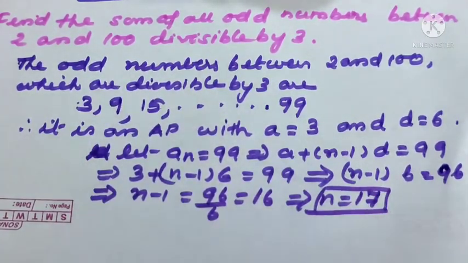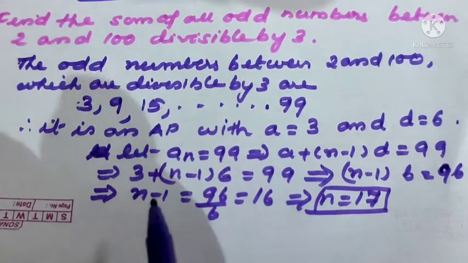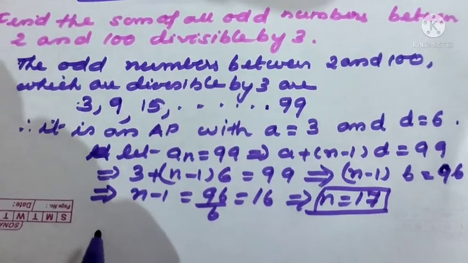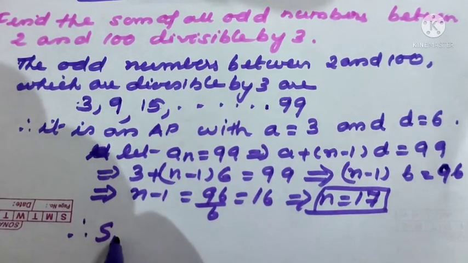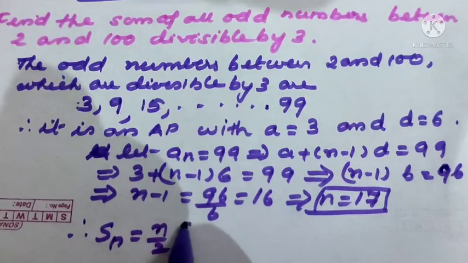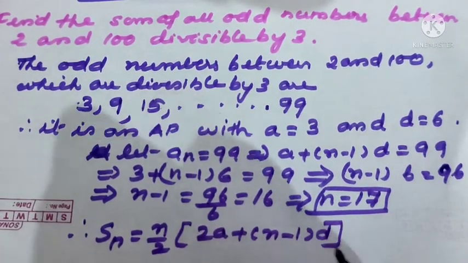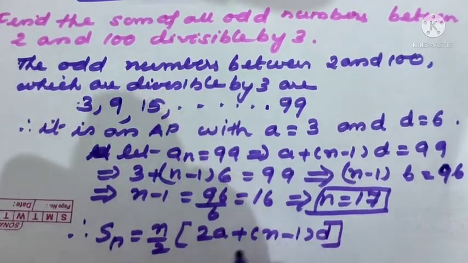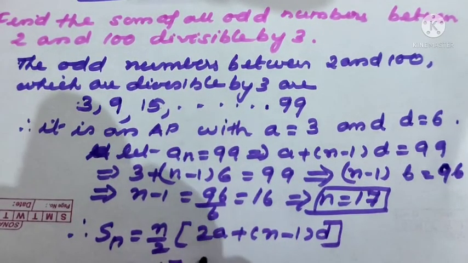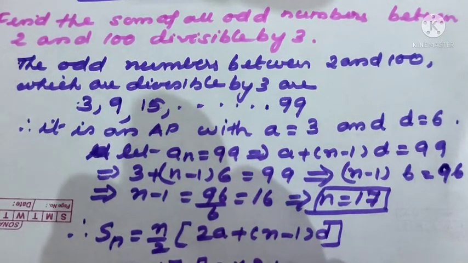So the first step is done: the number of numbers divisible by 3 lying between 2 and 100 is 17 numbers. Now we have to calculate the sum of these 17 numbers. Therefore Sn equal to n by 2 bracket 2a plus n minus 1 into d. Now n by 2 means 17 by 2 bracket 2a, that is 2 into 3 plus 17 minus 1 into 6.